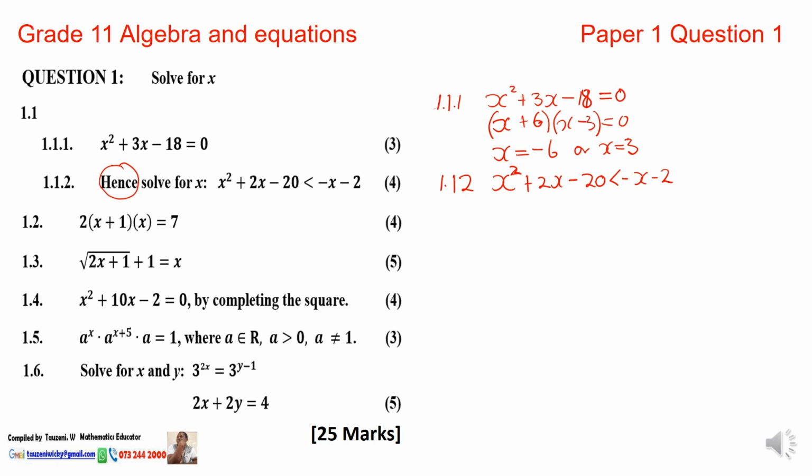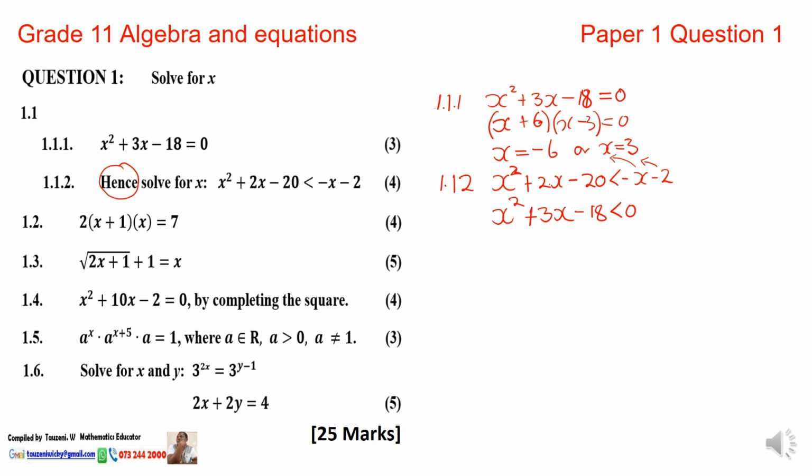So in this case, you can see that if we transpose this x to the left and the -2 to the left, the x will become a positive x. So the 2x plus the x that comes from the right hand side, they will become one number there, which is 3x. Then this 2 and this -20 will give us -18. This is less than 0. Now, if you look at this inequality now, you can see that it is the same that we have solved in 1.1 as an equation.